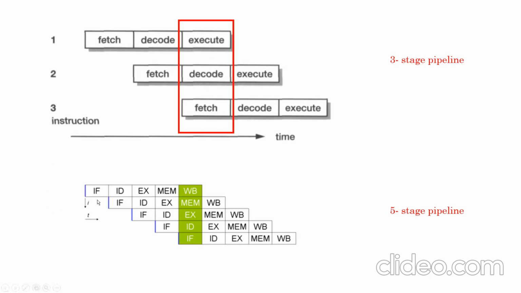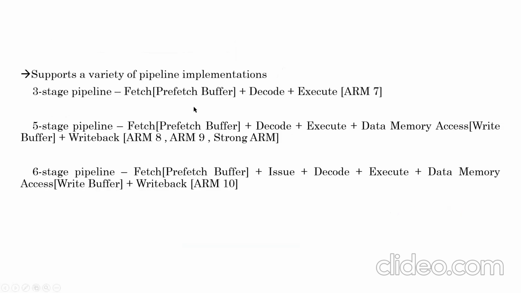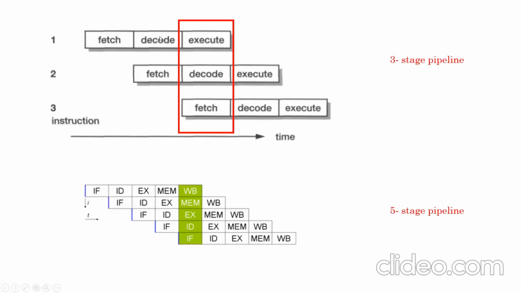A 5-stage pipeline means it includes 5 stages: fetch, decode, execute, memory access, write back. In the previous slide, you might have seen a prefetch buffer. Prefetch means whenever one instruction is going from the fetch stage to the decode stage, the subsequent instruction will be fetched. So that is called a prefetch. Prefetch means while one instruction is decoded, the subsequent instruction will be fetched from the memory. That instruction has to be temporarily stored in one particular memory, which is called your buffer.